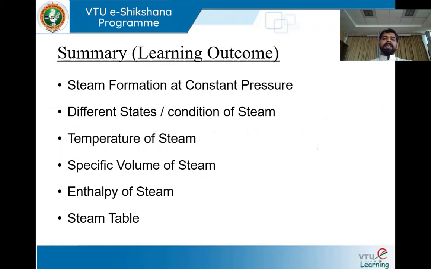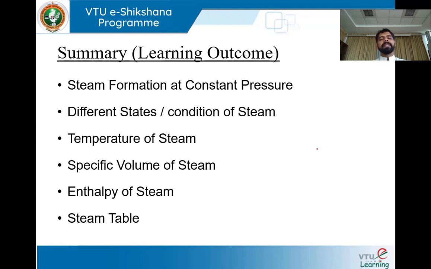In this particular lesson, we covered the formation of steam at constant pressure. And we also discussed the TH diagram: what happens to the change in enthalpy when the temperature changes during the formation of steam at constant pressure. During this process, we discussed the different states or conditions of steam, namely wet steam, dry saturated steam, and superheated steam. And we discussed the temperatures we come across. Initially the water will be at 0 degrees centigrade, then the saturation temperature at which the water starts boiling, and next the superheated temperature, a desired temperature beyond which we heat the dry saturated steam.